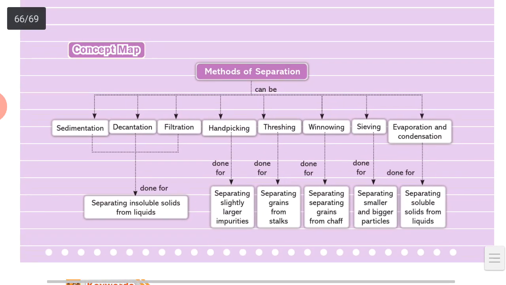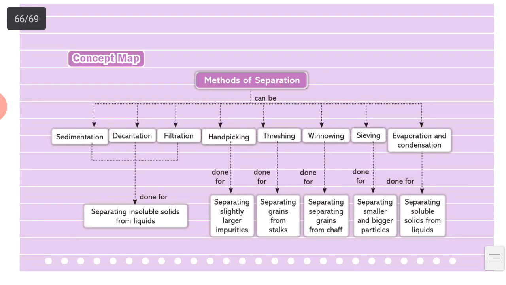Now see the concept mapping. It will help us to study whatever we discussed in this particular chapter. Methods of separation can be sedimentation, decantation, filtration, handpicking, threshing, winnowing, sieving, evaporation, and condensation. Got it?